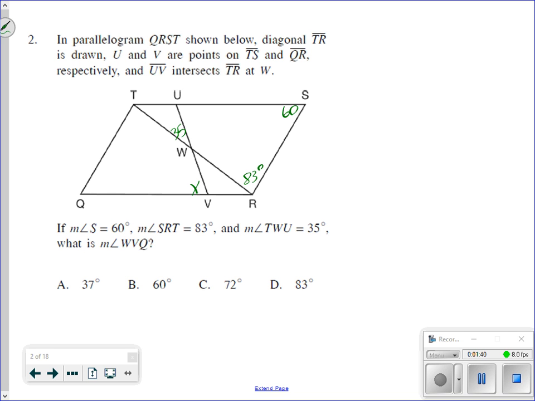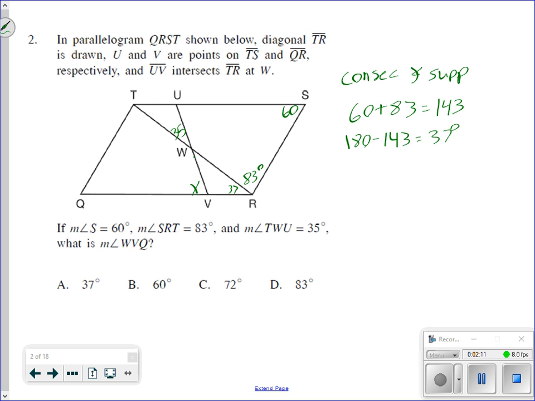The way I chose to go about it was that angle S and all of angle R have to add to 180 because consecutive angles are supplementary. So 60 and 83 gives you 143. Subtract that from 180, and you're going to get 37 degrees. So that's what goes at the other piece of R.